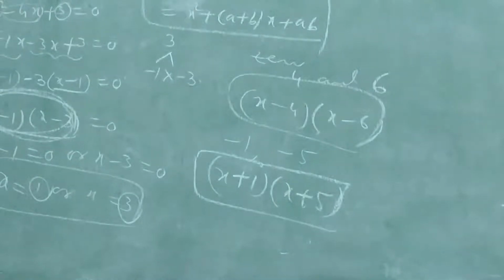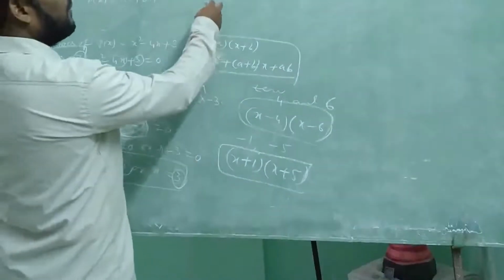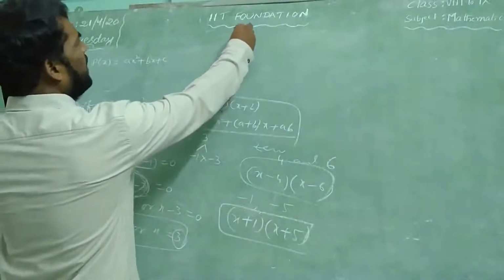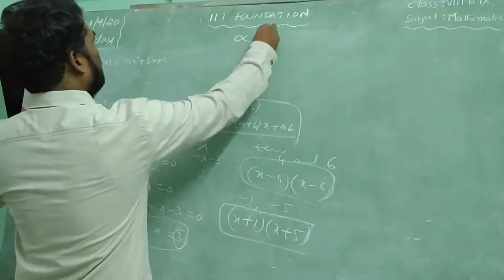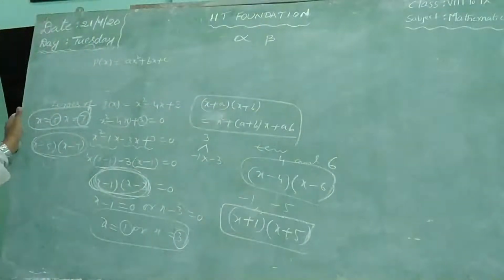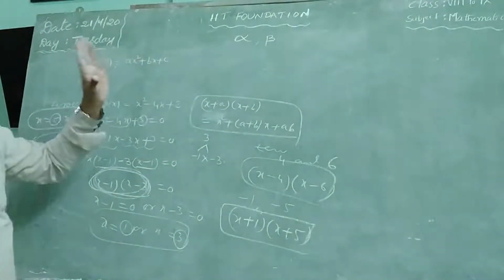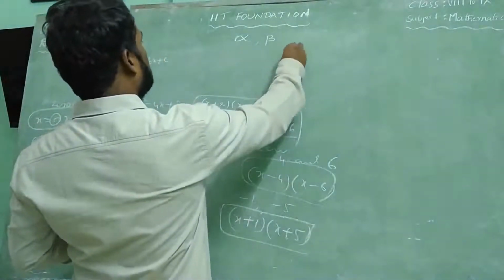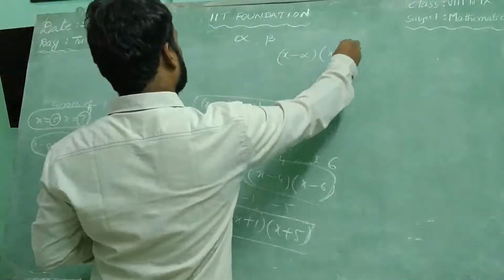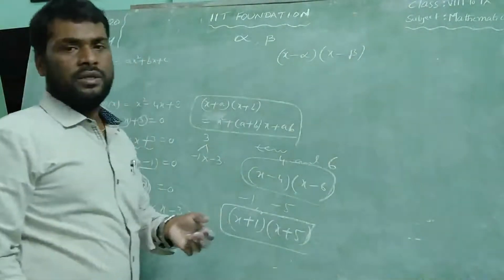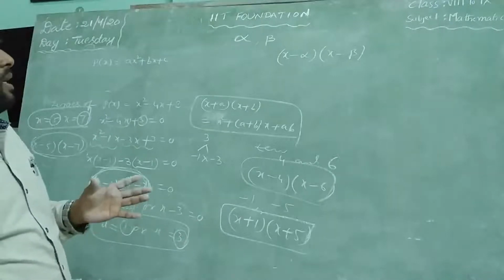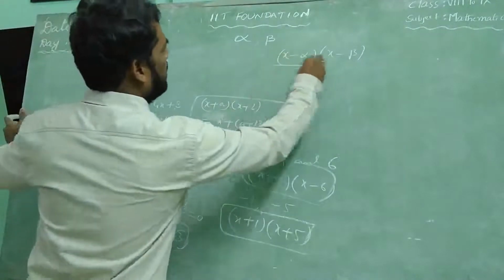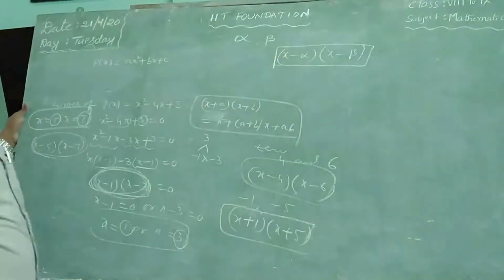Now I am deriving a general formula for finding a quadratic polynomial when the zeros are given. Generally we take the zeros as alpha and beta. Alpha comma beta are the zeros of a quadratic polynomial. Then the quadratic polynomial is x minus alpha into x minus beta. So this x minus alpha into x minus beta gives a quadratic polynomial.